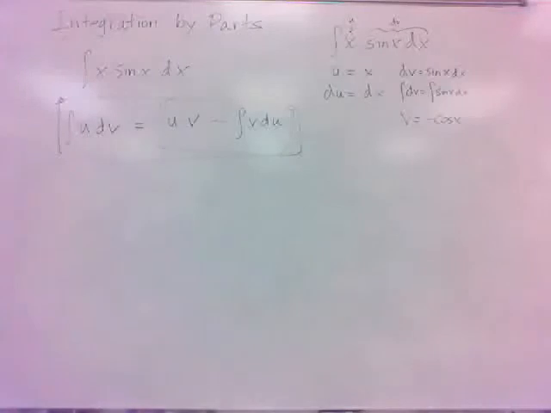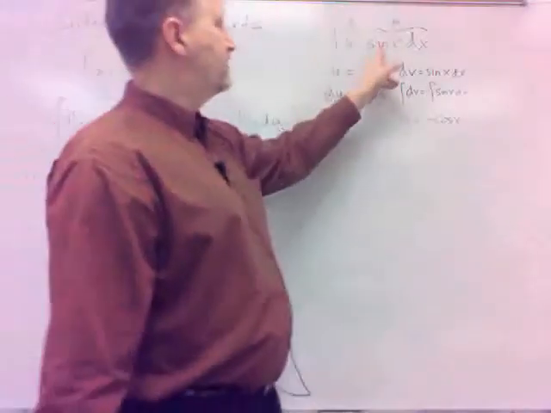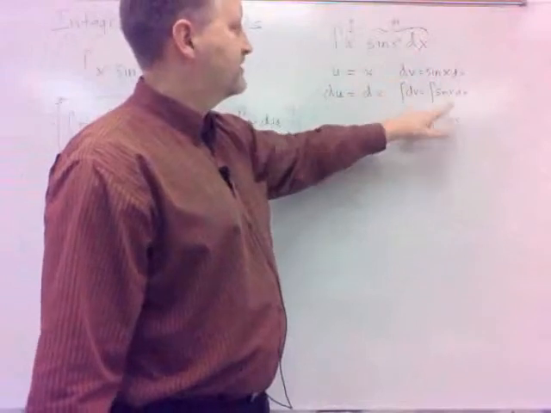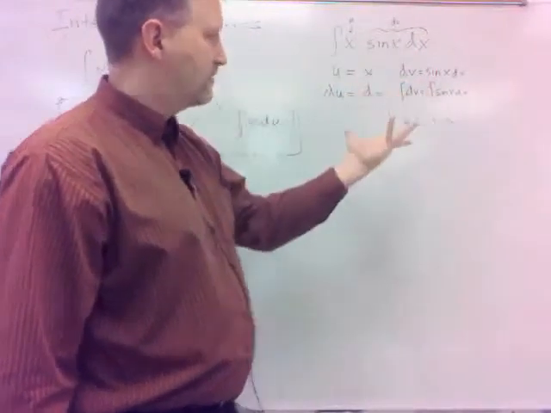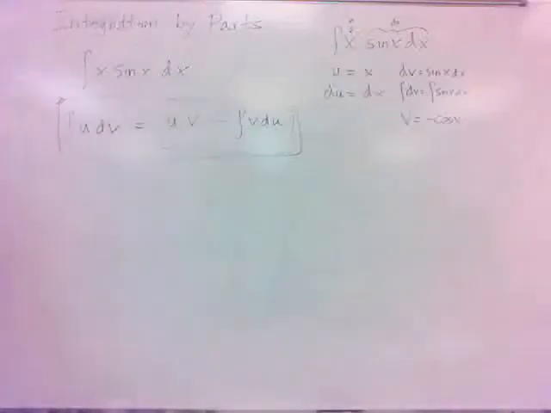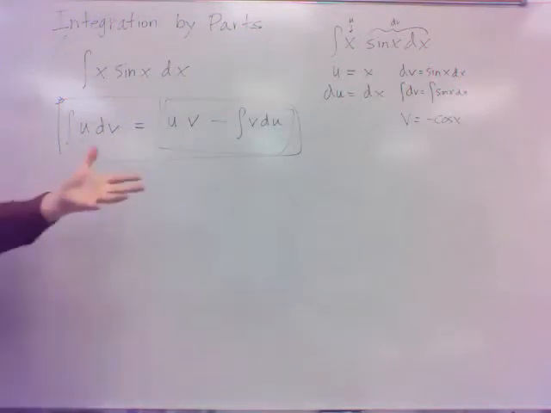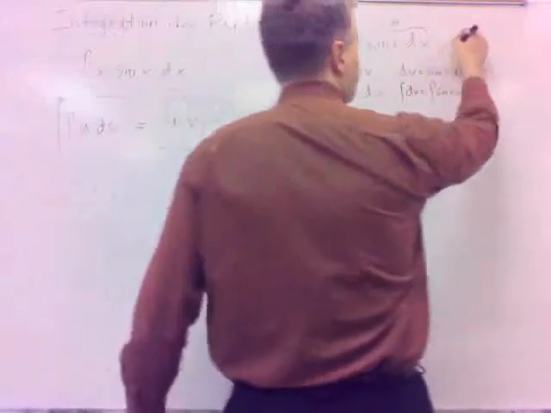Negative cosine. And so that's the other trick to it. Whatever you assign dv to be, it better be something you can do the antiderivative of pretty well, or you just run into the same problem. Okay? With me so far? So we've got u, and we also have to get v. All right, so then it's just plugging these in.